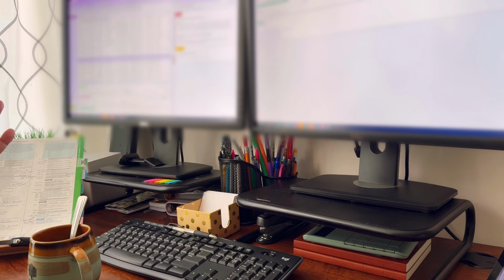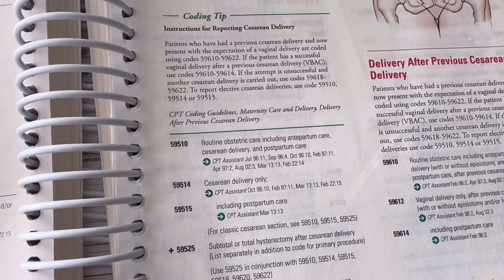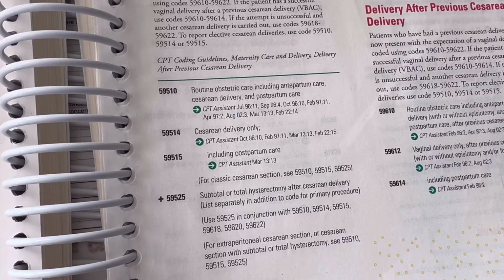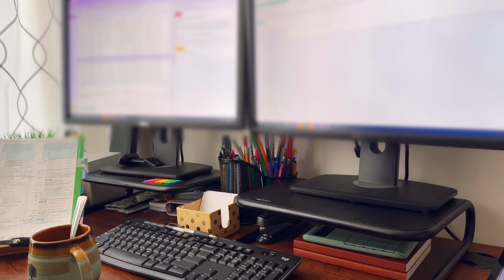So that delivery is already done. I finished a C-section. I ended up going with 59510 because I was able to bill for the antepartum period, which is the prenatal period, the delivery, and the postpartum period because of the payer that we were billing to. They allow us to bill what we call global, where you include all three parts of the pregnancy and bill one code.